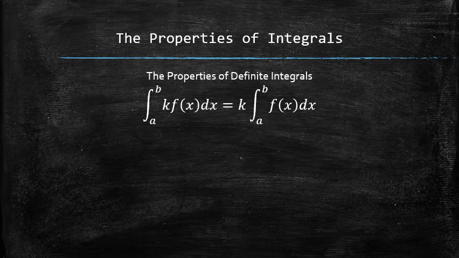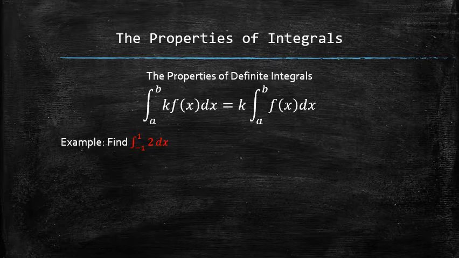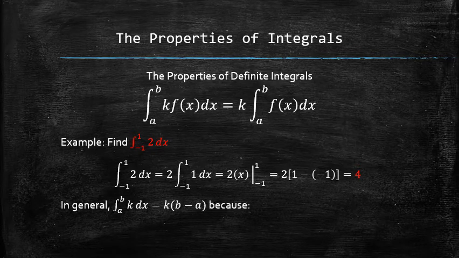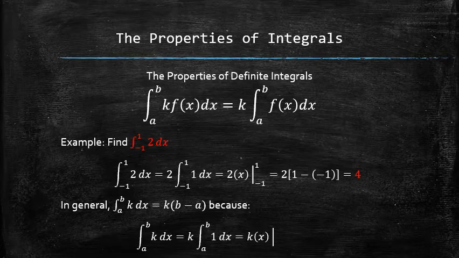To practice the taking out the coefficient property, let's find the definite integral of 2 from -1 to 1 by factoring out 2 and recognizing the antiderivative of 1, and then using the fundamental theorem of calculus. We can do the same for any number k. Factor out k and integrate what's left by using the fundamental theorem of calculus.